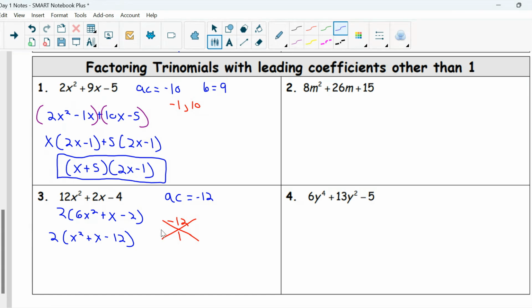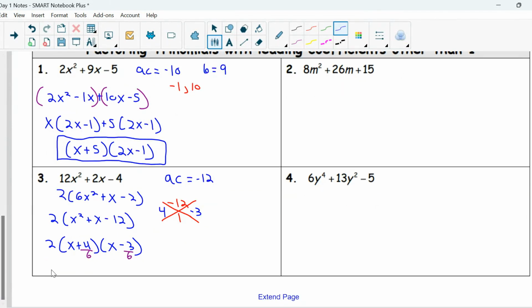Okay, I immediately think of positive 4 and negative 3. So I'm going to write that as my two factors. So I've got 2 times x plus 4 and x minus 3. So remember, for the whole-in method, you need to divide your leading coefficient. So I'm going to divide by 6, and I'm going to divide by 6. The next step is you have to simplify both of your fractions.